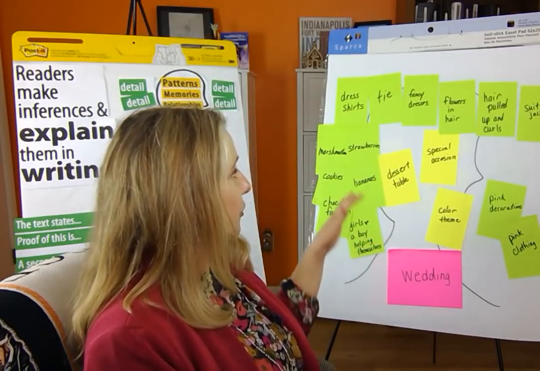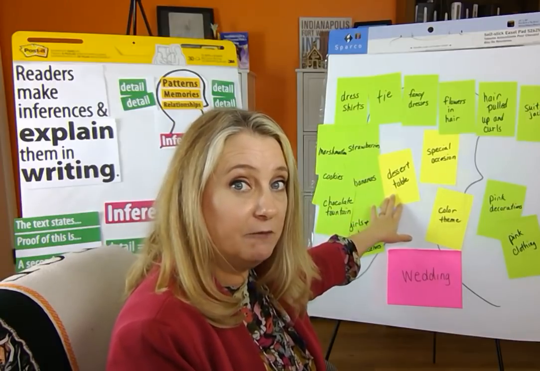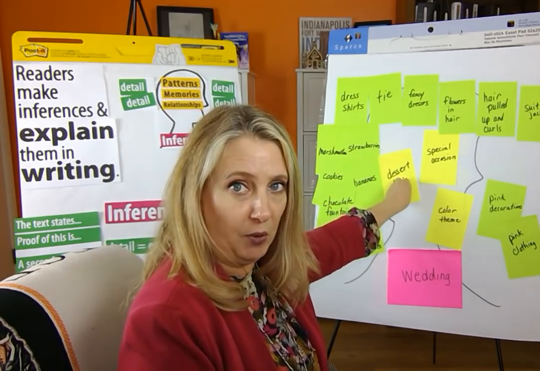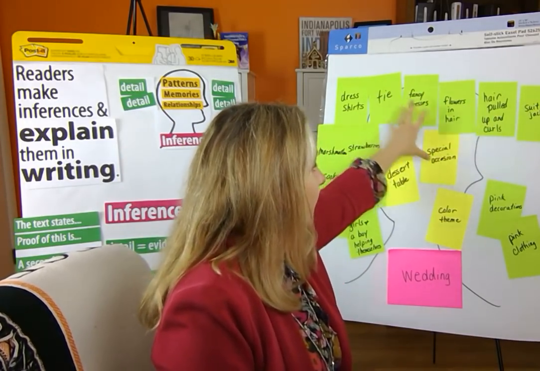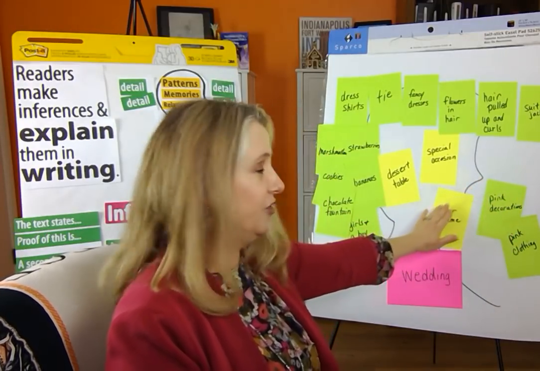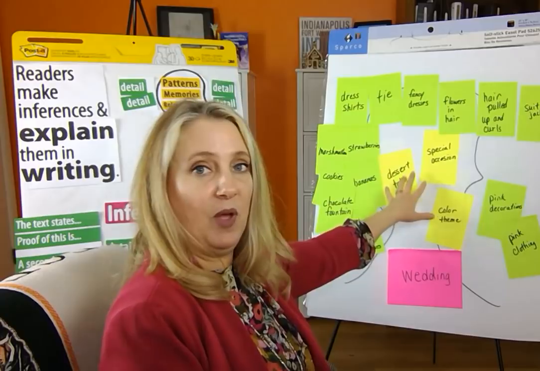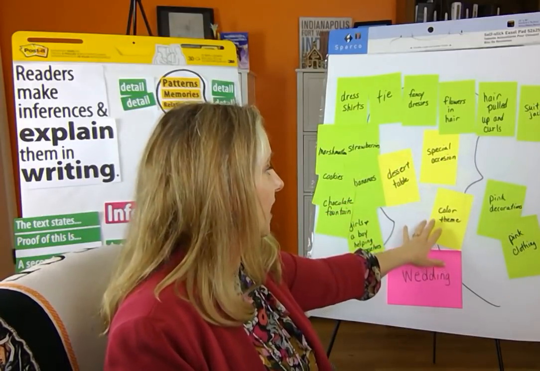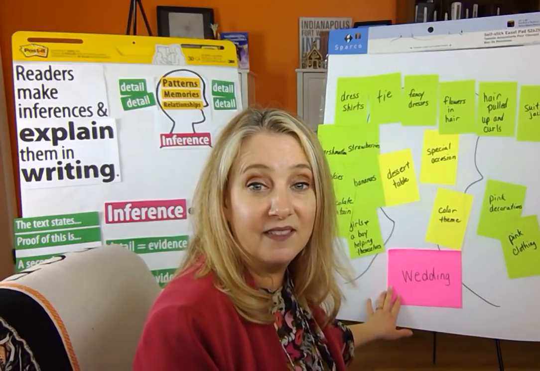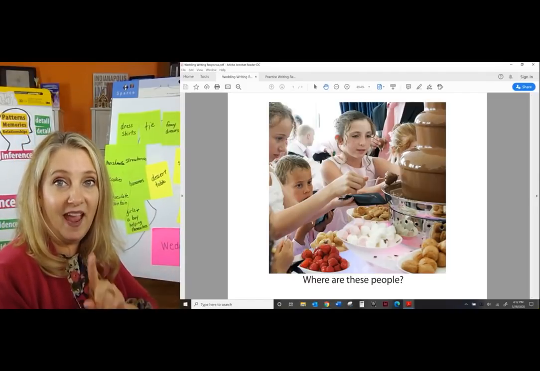So when we start to look at those things, we started to put details together, and we had inferences. We noticed that when there's a chocolate fountain with all these kinds of things, it's a dessert table. And that when people are all dressed up like that, it's probably for a special occasion. And then since there was pink clothing and pink decorations, there was a color theme. And then when you have a dessert table with people helping themselves and it's a special occasion, everybody's all dressed up and there's a similar color running through it, we thought it might be a wedding. And that was the question. Where are these people? Maybe at a wedding.